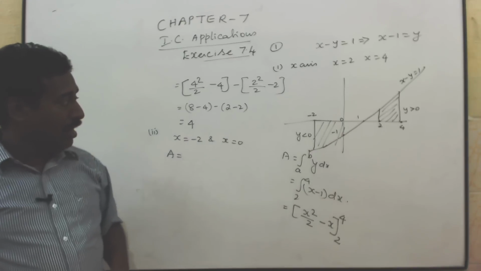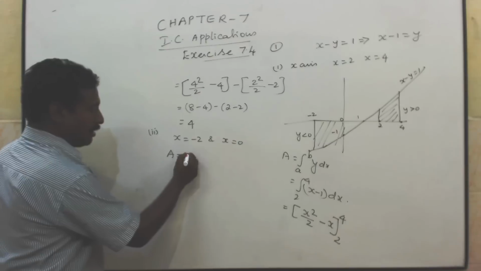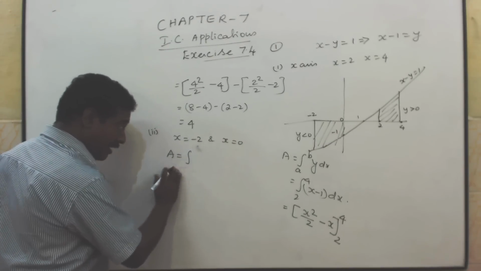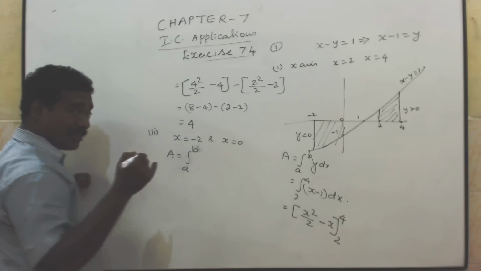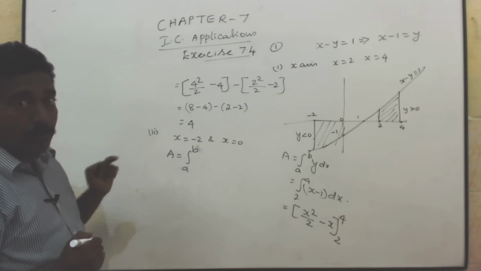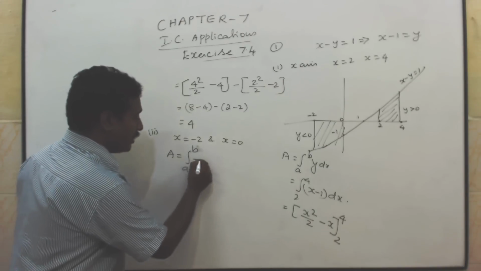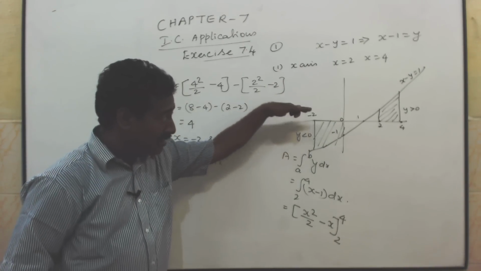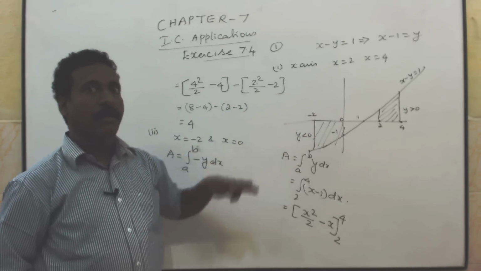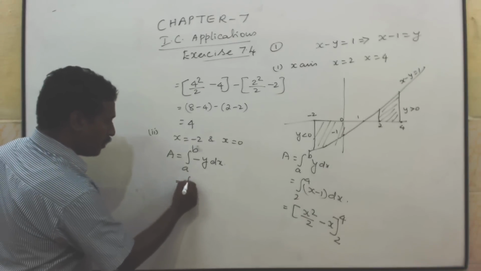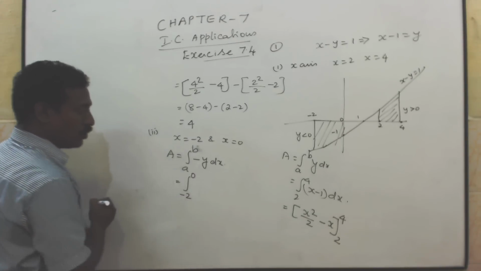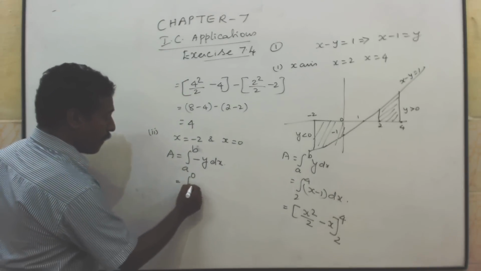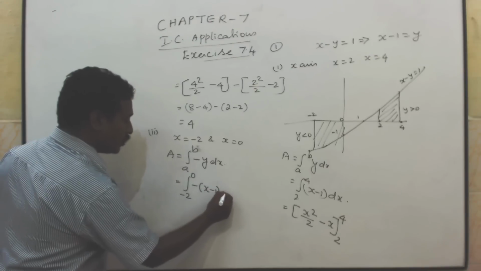When it is below, I can write integral c to d. No, a to b, because it is also the x-axis. Do not write c to d in a hurry like this. Minus y dx. Yes, minus y. y less than 0, below the x-axis. Limit minus 2 to 0, y. What is y? x minus 1. What is minus y? Minus of x minus 1 into dx.